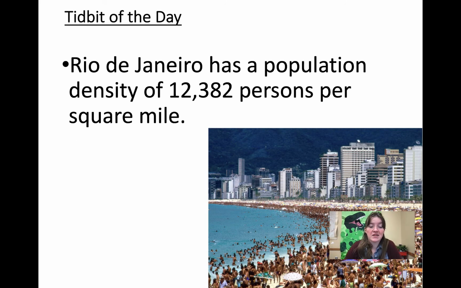And our tidbit of the day is that Rio de Janeiro has a population density of 12,382 persons per square mile. So it is very, very dense. It's a lot of people per square mile.